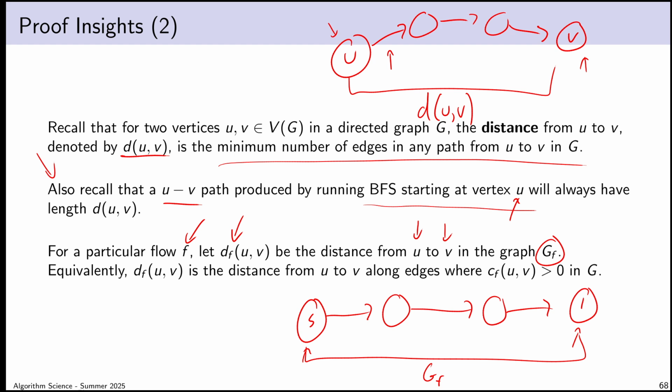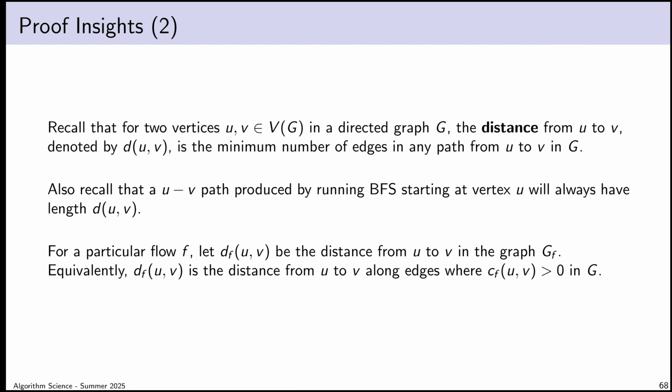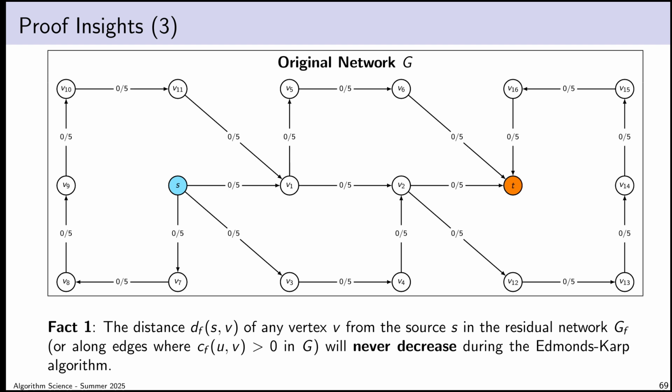And of course, that means if I can find a path from S to T in my residual network GF, that corresponds to an augmenting path in my original graph. So if you don't want to talk about residual networks, you could also define df of uv to be the distance from u to v in the original network G along edges where there is a non-zero residual capacity, where there is some ability to push extra flow along the edge.